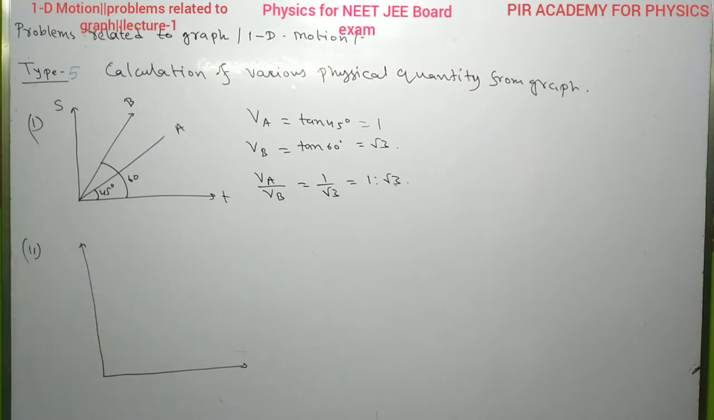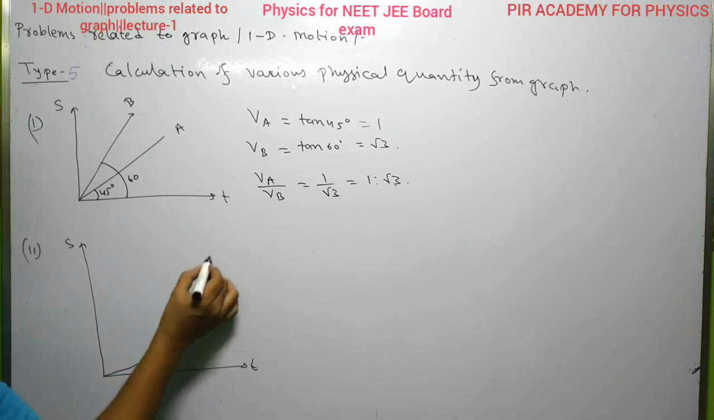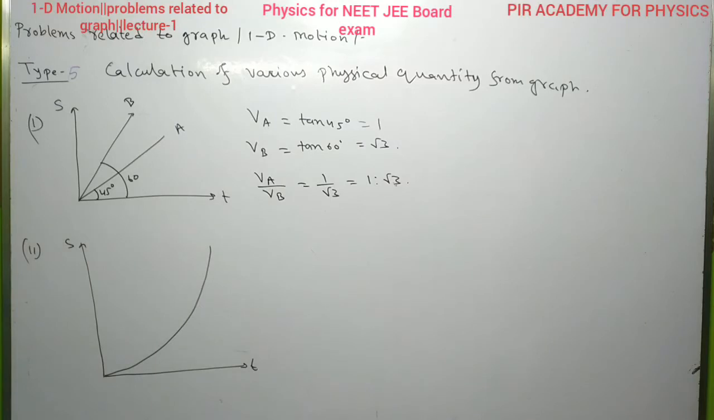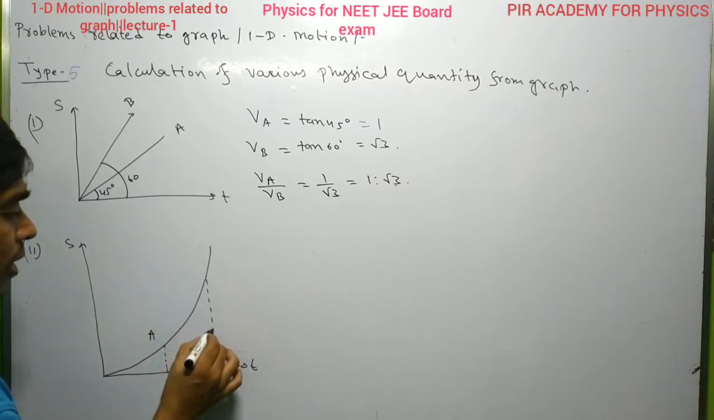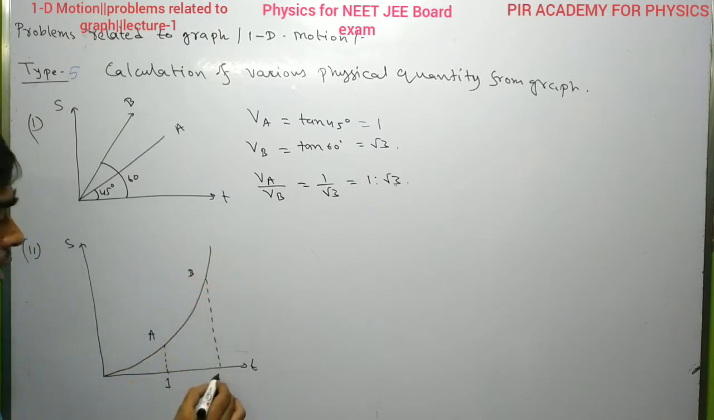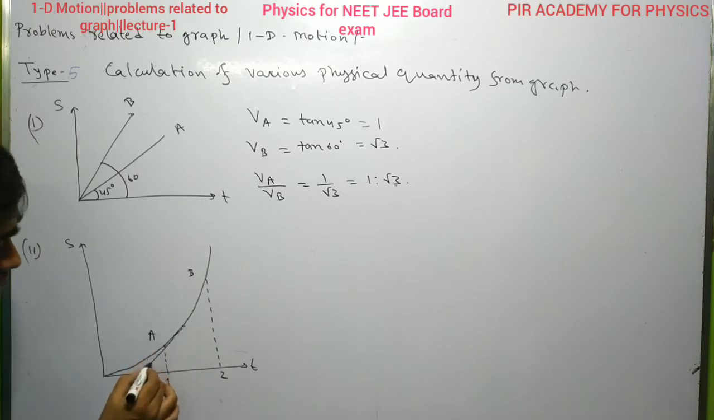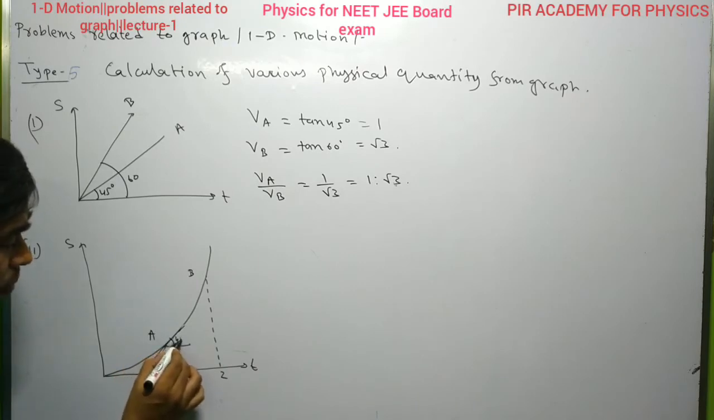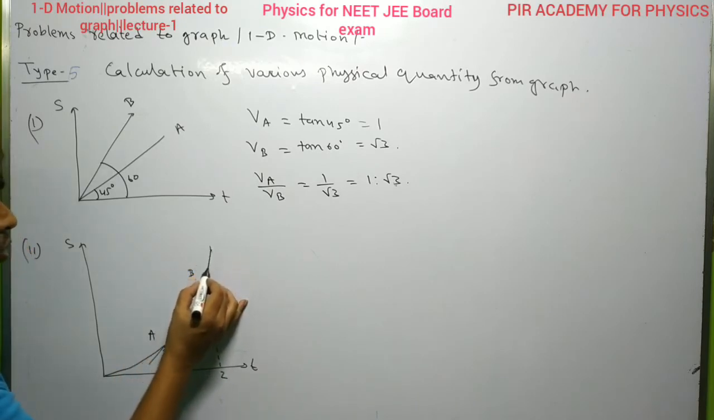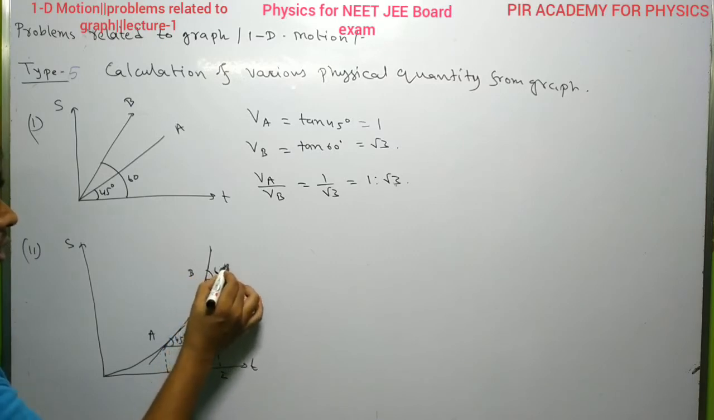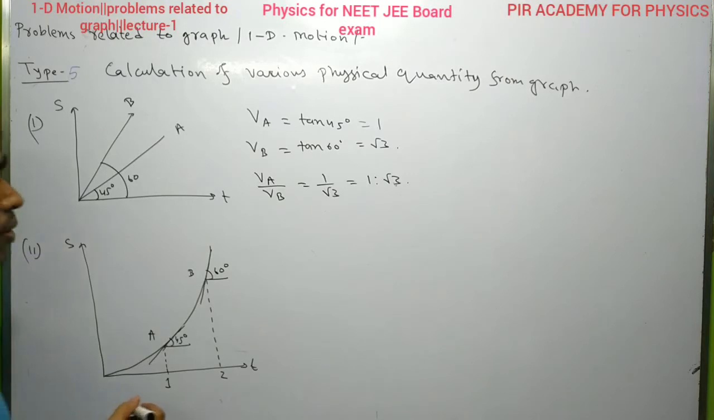Number 2, if I draw the ST graph, it looks like this. This is the point A, suppose at t equals 1 second, and another point is B at t equals 2 seconds. If I take the slope at point A, suppose it is 45 degrees, and if I draw the slope at B, the angle is 60 degrees. Then you have to calculate the acceleration.